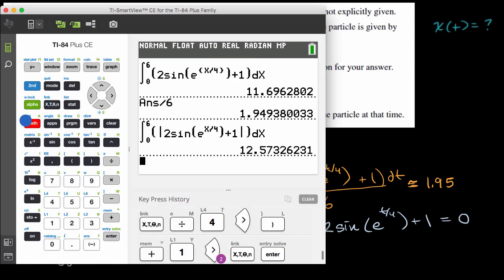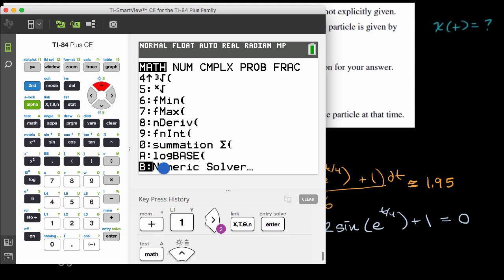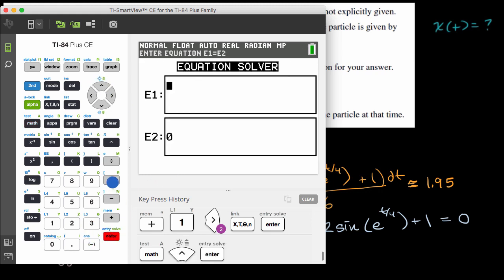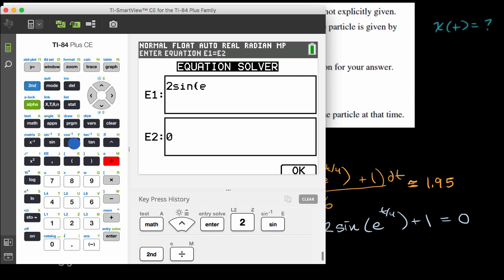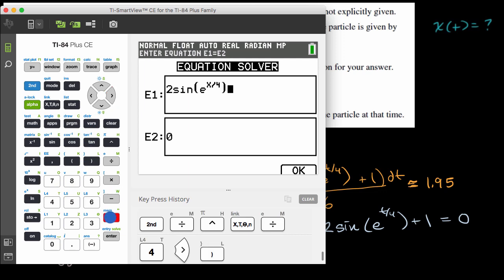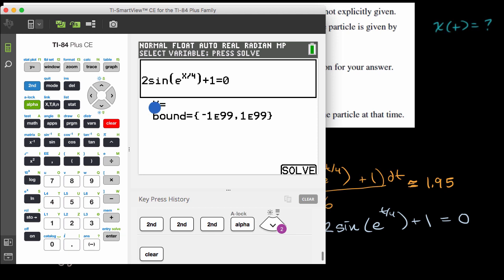So we go to math, and then if we scroll up, we go to the bottom, which is numeric solver. Click enter, and our equation, the left-hand side, is 2 times sine of e to the, let's say, I'll just use x as my variable that I'm going to solve for, x divided by 4 power, and then close the parentheses on the sine, and then we have plus 1. And then the other side of the equation is equals 0. And I go down. And now I just have to give a guess. Maybe I'll go right in between of our interval from 0 to 6. And then I would hit solve.